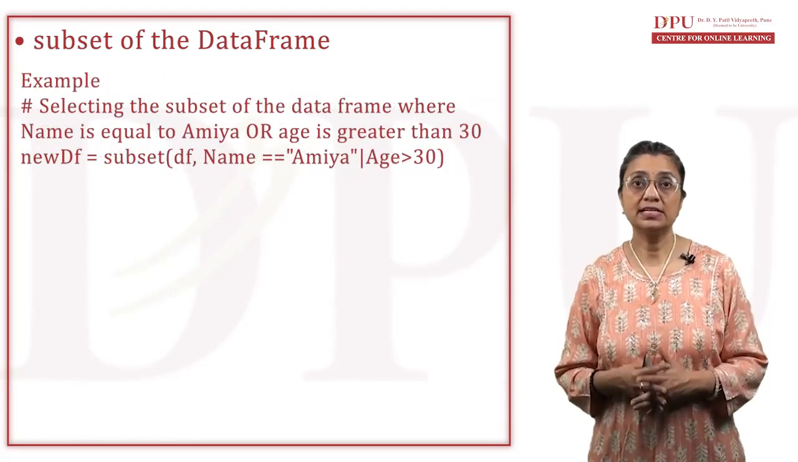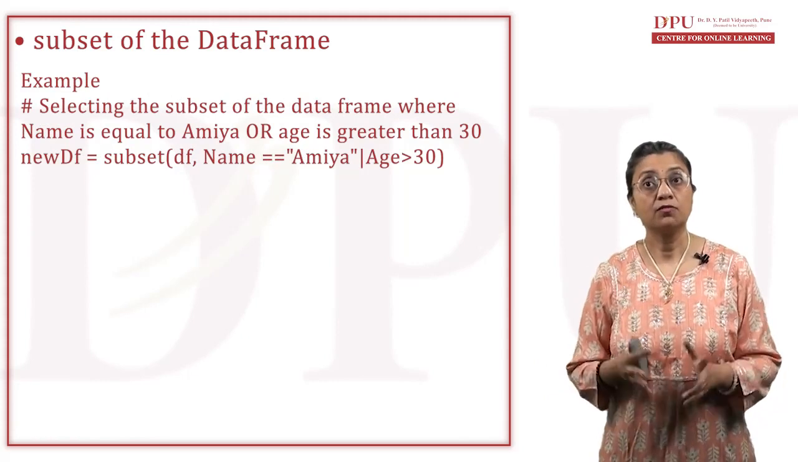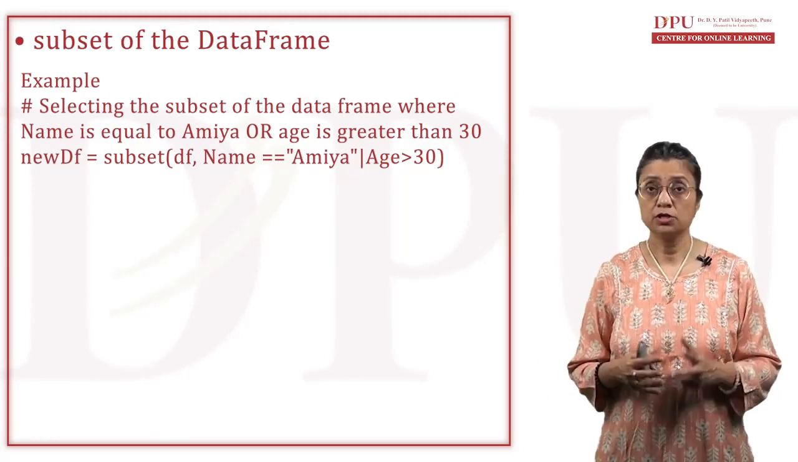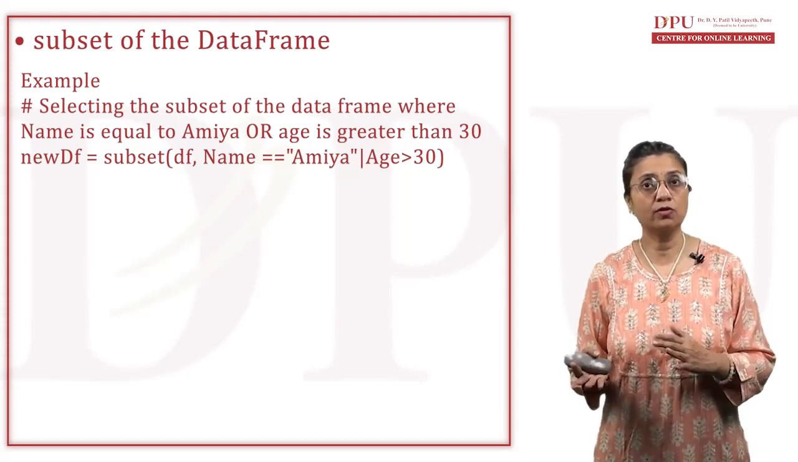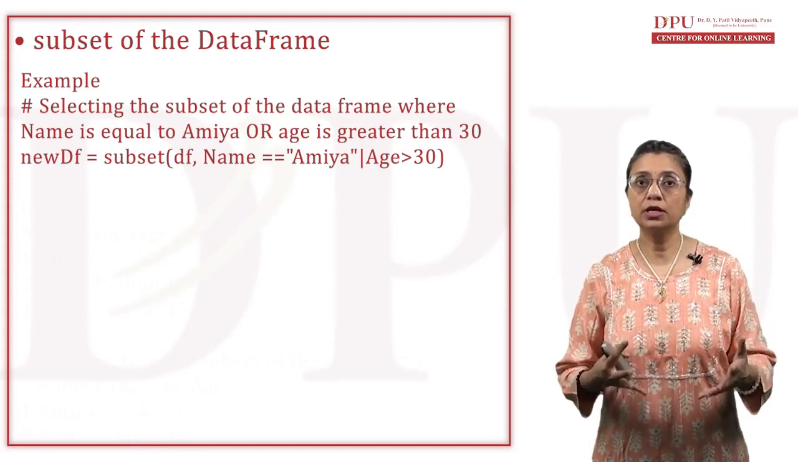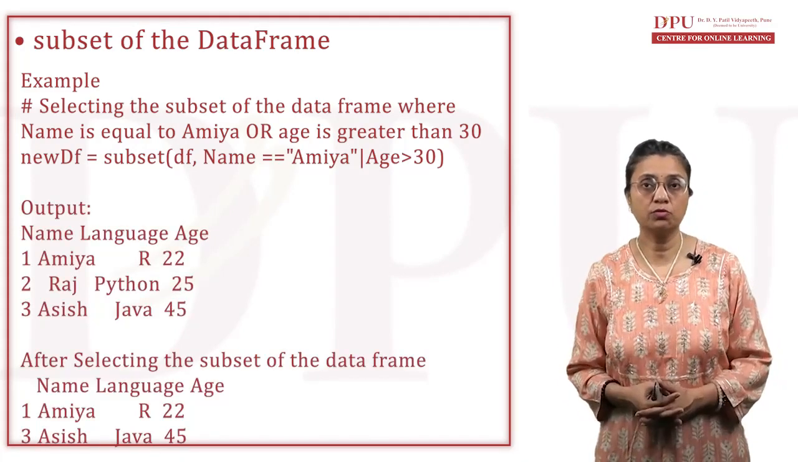In the example, we are selecting the subset of the data frame where name is equal to Amya or age is greater than 30. So there are 2 conditions. Either one of the conditions being satisfied is enough. The result comes into the output, which is the new df. So let's have a look at the output.